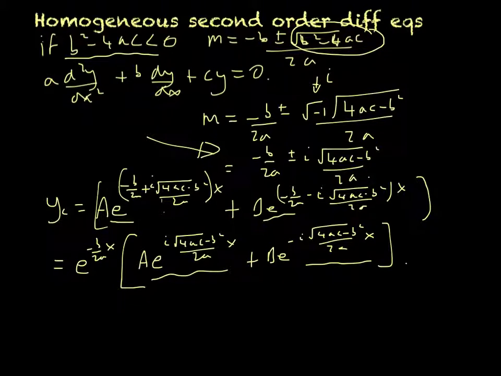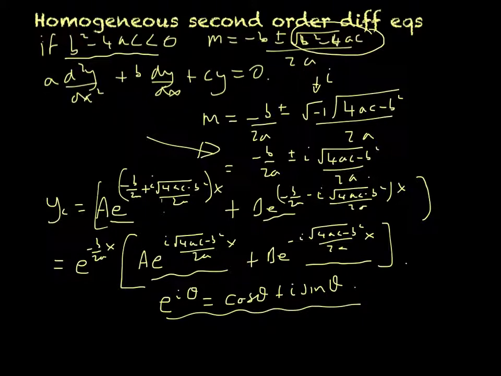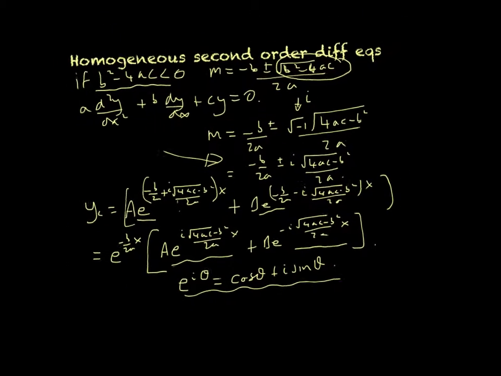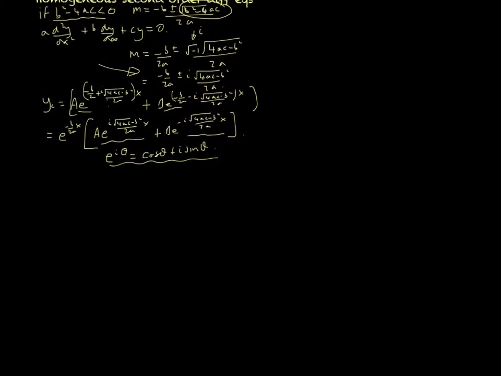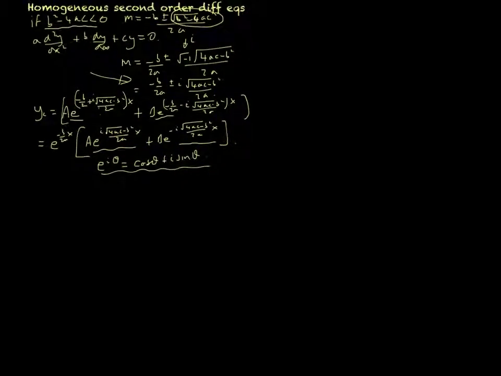If you remember from FP1, putting stuff in mod-arg form, you should know that e to the i theta is the same as cos theta plus i sine theta. This is found via the Maclaurin series. If you've seen it before, then you'll know about it; if you haven't, you'll learn about it in FP2, and you can watch some videos on it. But it is a really interesting and cool fact that e to the i theta can be written in that way. And that means we can replace our theta with square root 4ac minus b squared all over 2a times by x.